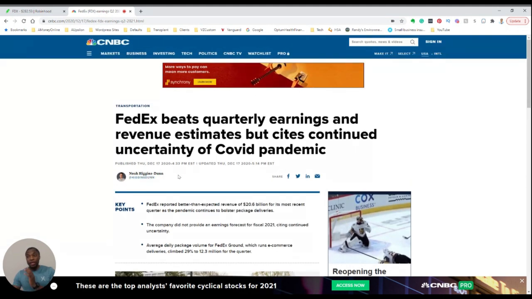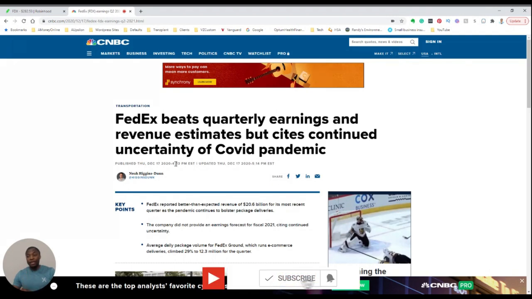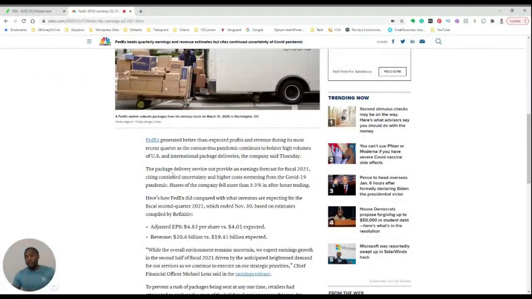As you can see here, they actually beat their quarterly earnings and revenue estimate, and everything looked good. The only thing that they complained about was the uncertainty of COVID-19. So even though they beat their earnings and beat revenue, as you can see here, the estimate was about $4.01, and they actually beat that with $4.83, which is crazy. Revenue was expected to be $19.45 billion, and they actually beat that with $20.6 billion.